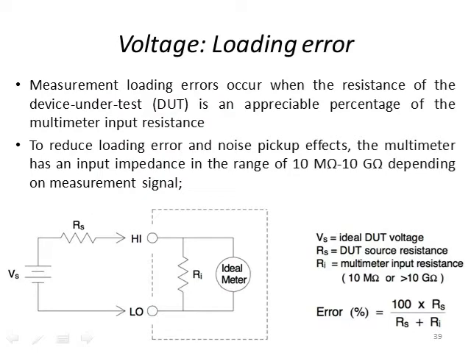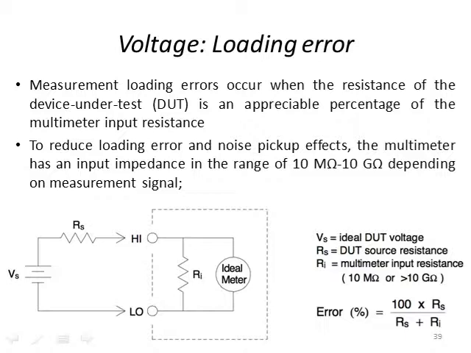Now, in the loading error in this system, essentially we get loading errors when this Ri is either too high or too low, okay? Now you can see the error here is basically 100% times Rs divided by Rs plus Ri.